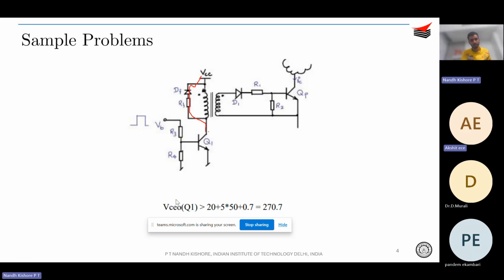Sir, what is the polarity? Yeah, sure. The polarity is something like this. You have the plus over here.